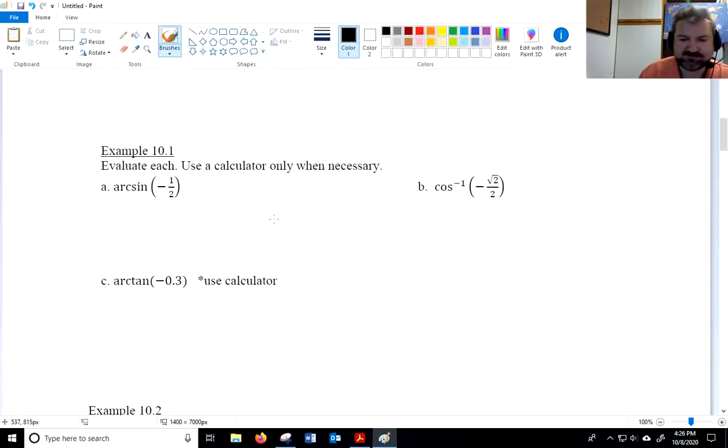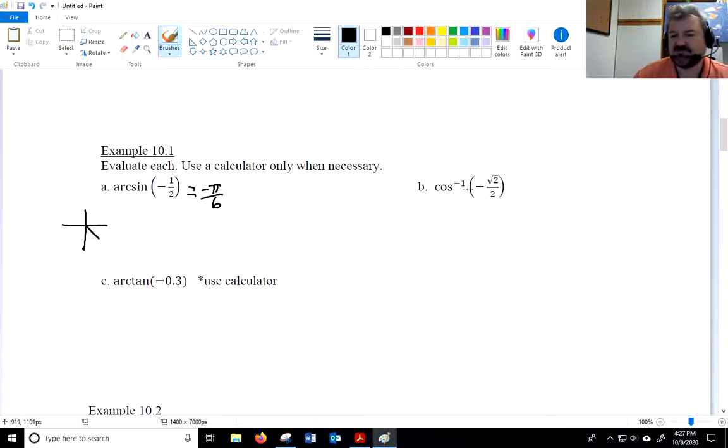Let's take a look. All right, we're going to evaluate each, but we're only going to use a calculator if necessary. The arcsine of negative 1/2. Well, we need to think about what angle measure has negative 1/2 for its trig ratio. You should recognize that it's going to have to be in quadrant 4, because arcsine is limited to quadrant 4 or quadrant 1. And since sine is negative down here, it's got to be down there. And hopefully you remember that it's the sine of pi over 6 angles that are 1/2. So this is negative pi over 6.